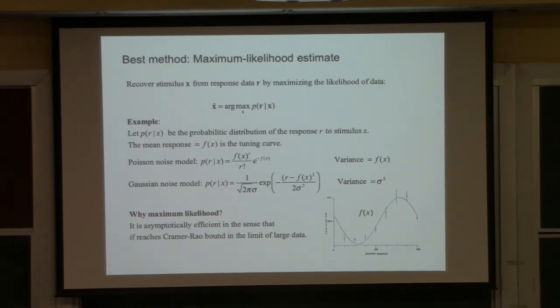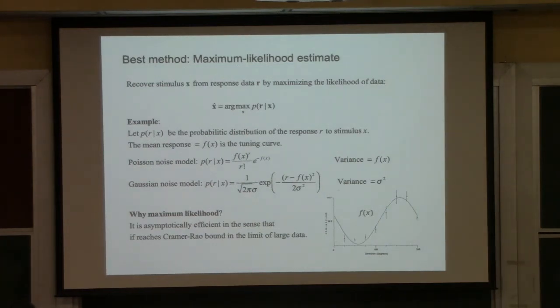So why is this method the best method? Well, there is a mathematical proof. If you have big data, sampling many times, or many cells simultaneously, or the same cell repeated in many trials, then as the data become large, you always have some error, because there's noise. Based on the activity, you cannot know for sure what exactly the encoded variable is. There's always some noise, but that error turns out to have a lower bound called the Cramer-Rao bound.